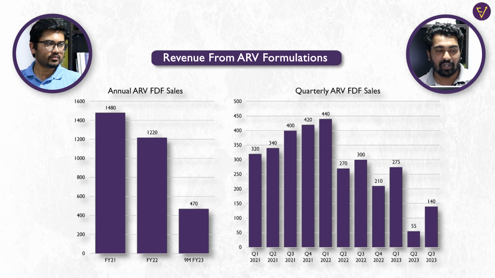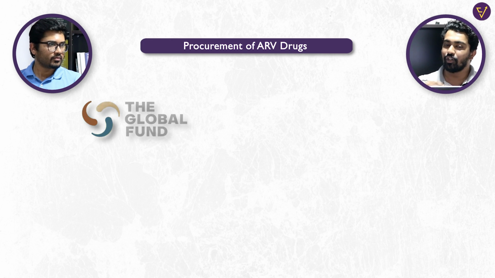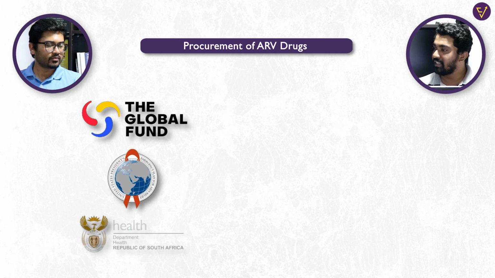So let us take a look at the reason for that. Most of the FDF procurement for ARVs is done through bodies like the Global Fund or PEPFAR, or the South African government or the Indian government.